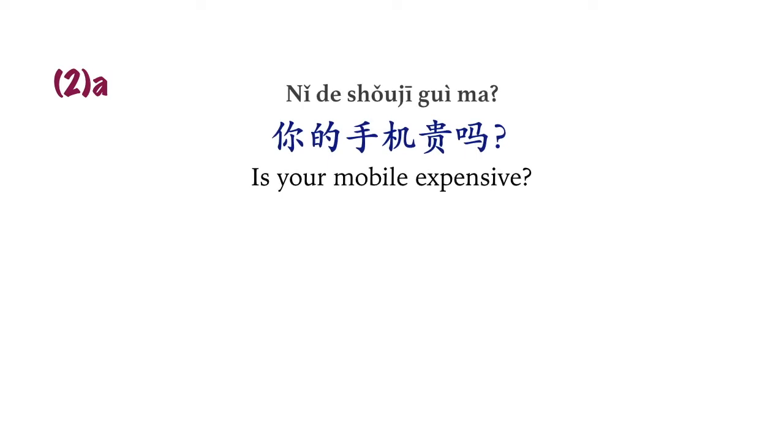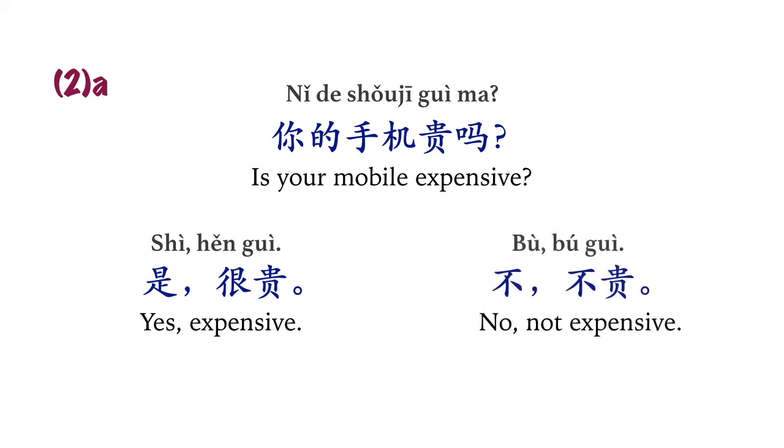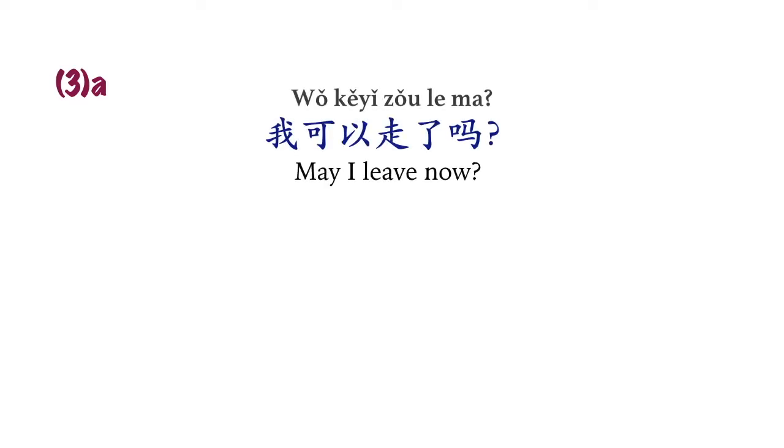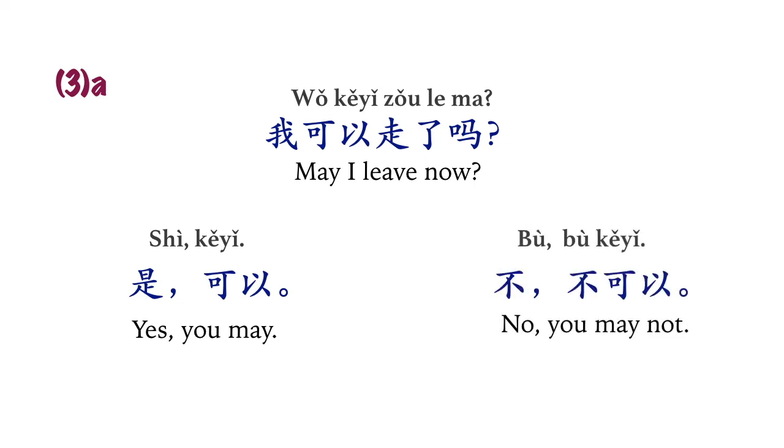你的手机贵吗? 是，很贵。不，不贵。我可以走了吗? 是，可以。不，不可以。You must be thinking, it is straightforward. Well, to some extent. For the negative 不 in these examples, everything sounds quite natural. But for the positive, when you add 是 in front, sometimes it might sound a bit weird.